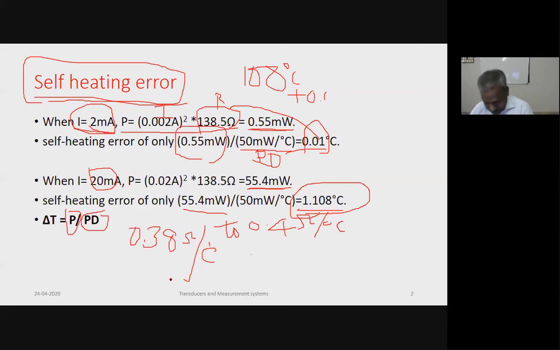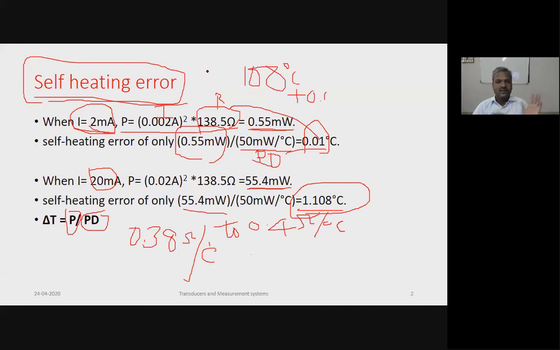Another specification is the sensitivity of PT100. Sensitivity is nothing but 0.38 ohms per degree Celsius to 0.4 ohms per degree Celsius. It's very simple. You can easily calculate the output of the RTD. For theoretical calculation, consider sensitivity as 0.4 ohms per degree Celsius. Don't forget this: 0.4 ohms per degree Celsius.